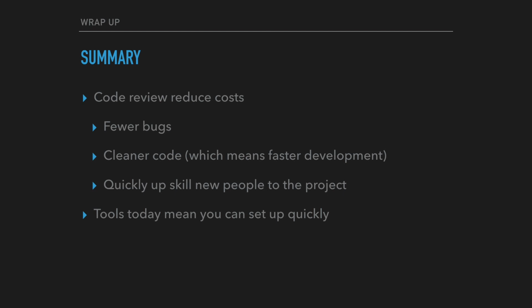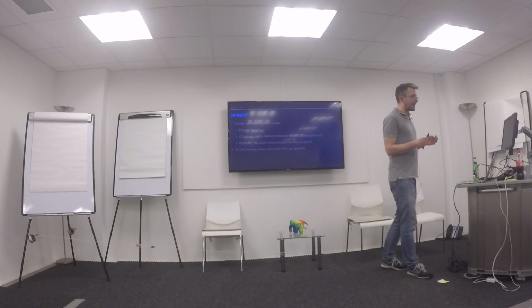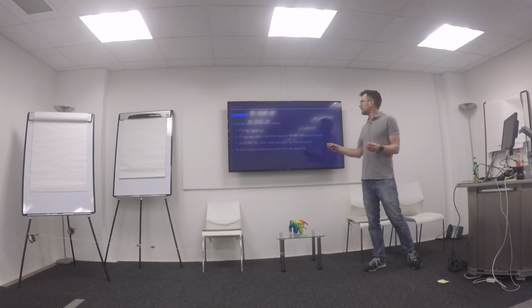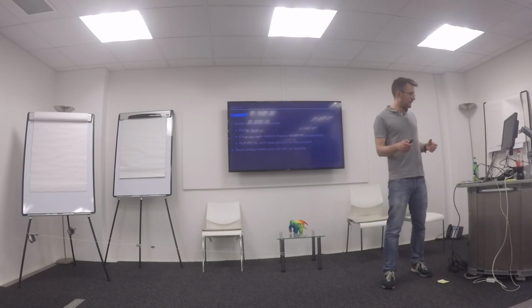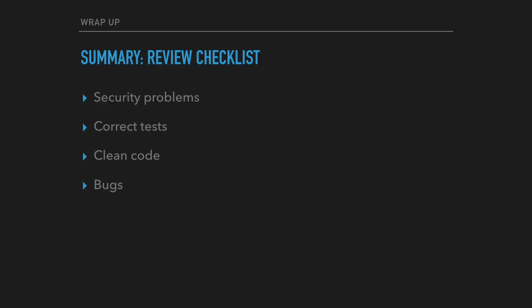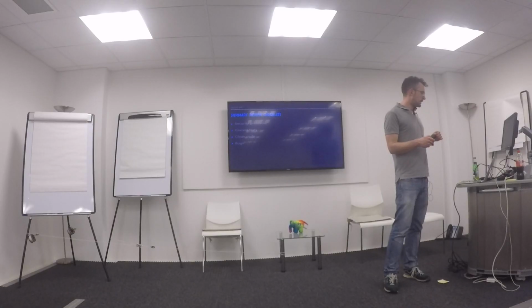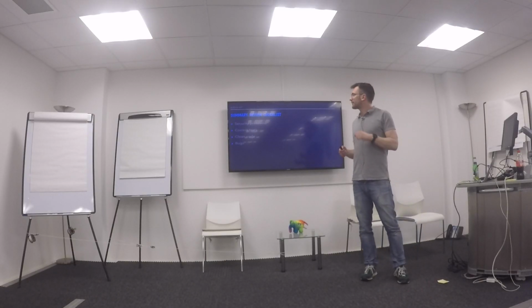So the headline thing is code review done well will reduce your costs. You'll have fewer bugs. You'll have cleaner code, which means that your total cost of development is less in the long run. We've got benefits that you can quickly skill people up. And the tools that are available today make this really, really easy. And our review checklist is we're looking for security problems, we're looking for the correct tests, we're looking for clean code, and we're looking for bugs. That's what we're looking for.